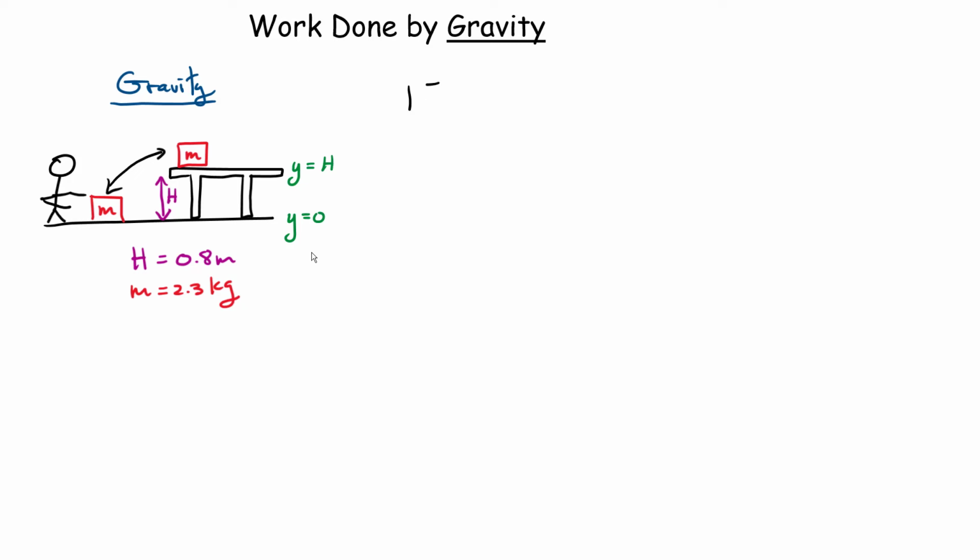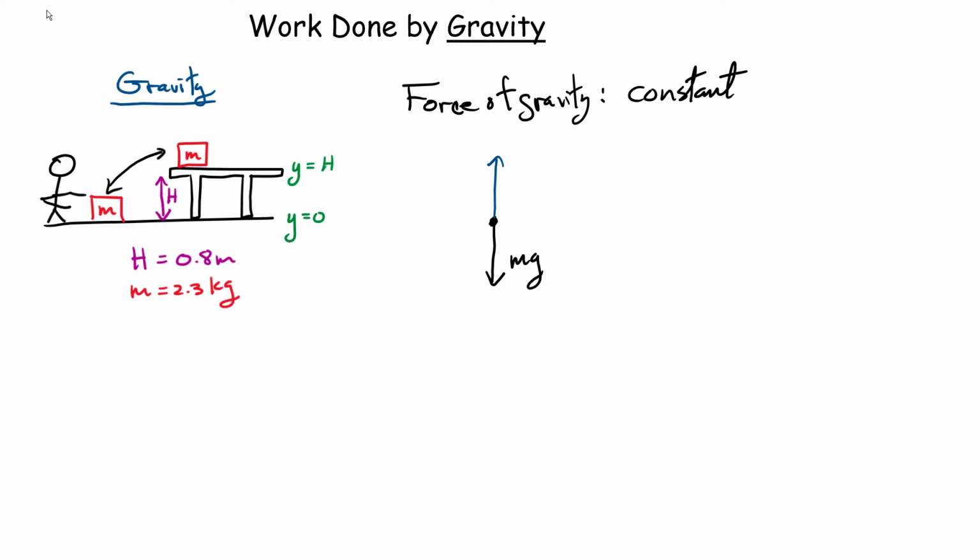Work done by gravity is simpler than the spring, because remember that the force of gravity is a constant force. And whenever you have a constant force, things are a little bit simpler. Let me just write that down. Let's do the free body diagram on the mass. I have a mass mg acting down, and I have an applied force. I'm lifting it, so I have an applied force that's opposite of that.